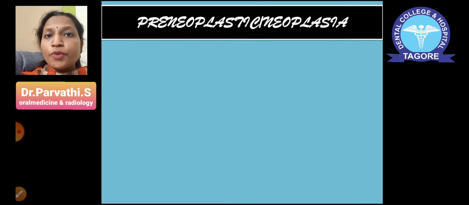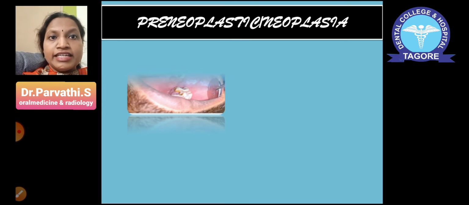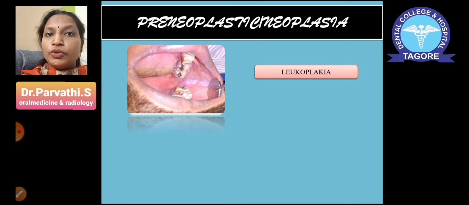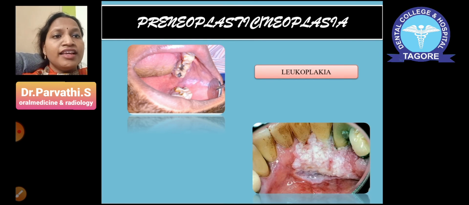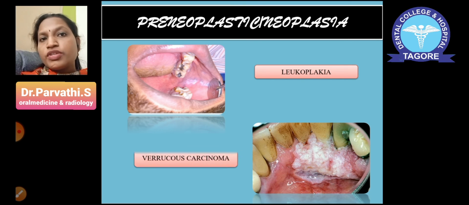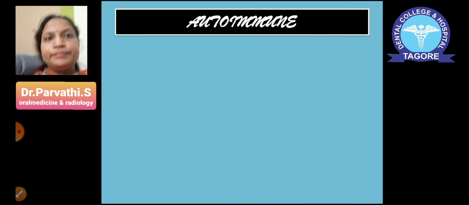The next important category of white lesion is pre-neoplasia or neoplasia. In the first picture we see a white keratotic area in the buccal mucosa, and the patient gives a history of chronic usage of tobacco. This is a case of leukoplakia. In the second case, we again see a white keratotic area, but it appears aggressive, and the histopathology showed epithelial dysplasia. So it should be a case of carcinoma, and it was a case of verrucous carcinoma.